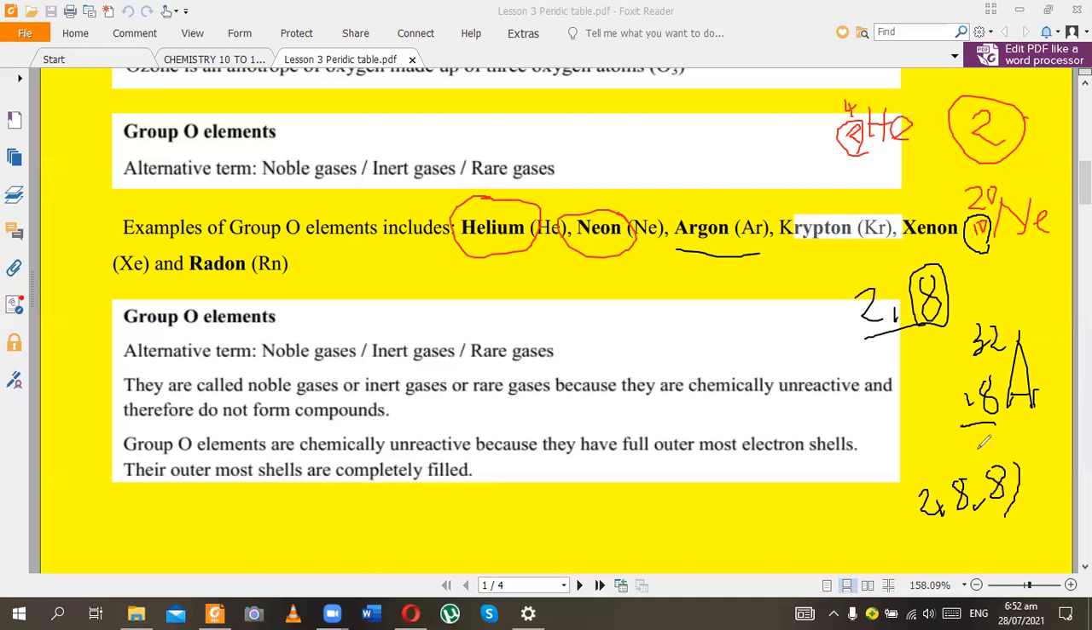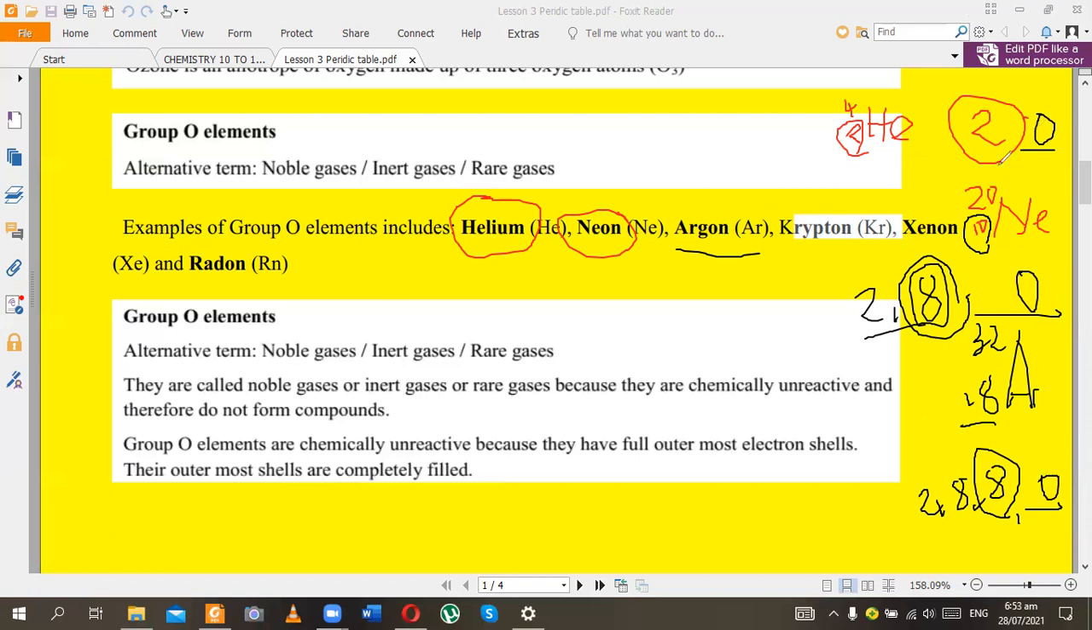This one also has 8 electrons in the outer shell, and this one has 8 electrons in the outer shell. After the 8 electrons, the next shell does not have anything, we'll put a 0. After this one, the next one doesn't have anything, we'll put a 0. And after these 2 for helium, the next one doesn't have anything, we'll put a 0. Now let's go back to the debate.